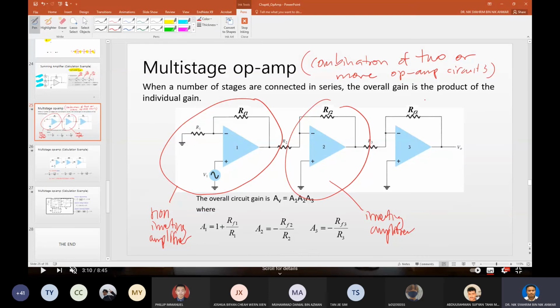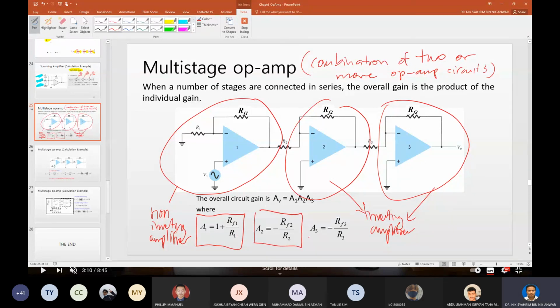And the last one is also an inverting amplifier. So what you need to do is just take the specific formula for each type. In this case, for non-inverting, 1 plus Rf1 over R1. For inverting, it's the same formula, but different values depending on the feedback resistors. So the overall gain will then be just AV multiply A1 multiply A2 multiply A3.